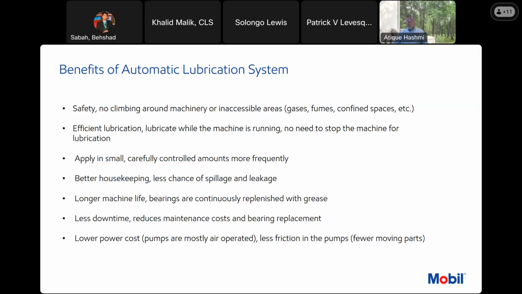Not every auto lubrication pump is run on air, but many auto lubrication pumps operate on air. So there is less friction in the pump and fewer moving parts, so you don't have to change the pump very often.